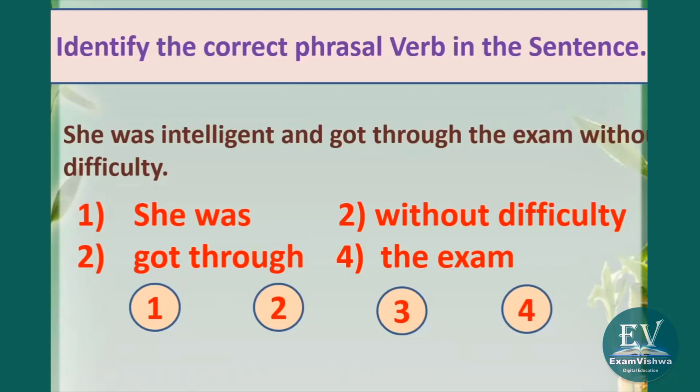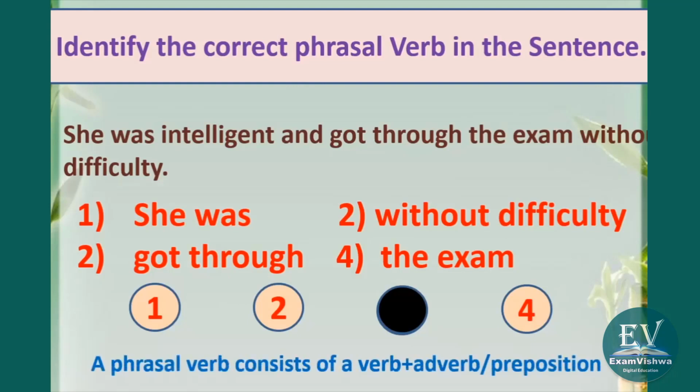So then how do you identify? Look at "got through." Yes, got through. That looks like a possible answer. The exam, that also we can rule out. So what do you think the answer is? The answer is option number 3, got through. Why? Because a phrasal verb consists of a verb plus an adverb or a preposition. So got is the verb, through is the preposition. All right, so this is the first question for us today. Let's move on to the next question.